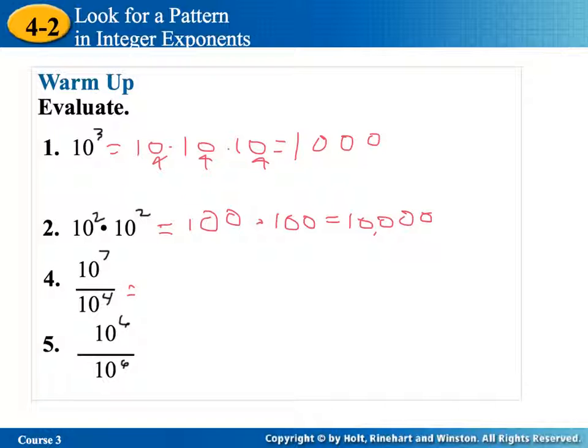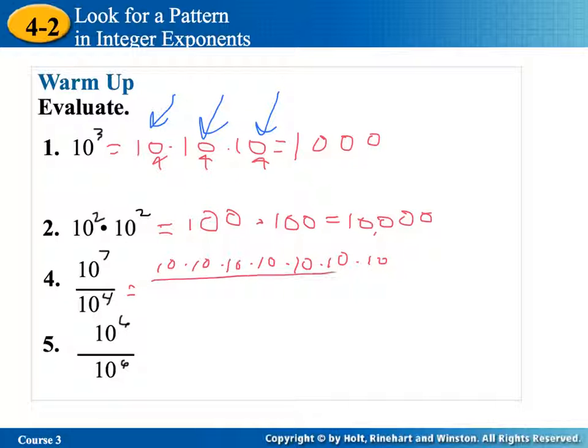Remember how I kind of showed you that trick at the very top. However many zeros you have, you just put a 1 in front of it and add the zeros. So 10 to the 7th is 10 times 10 times 10 times 10 times 10 times 10 times 10 all over 10 times 10 times 10 times 10.